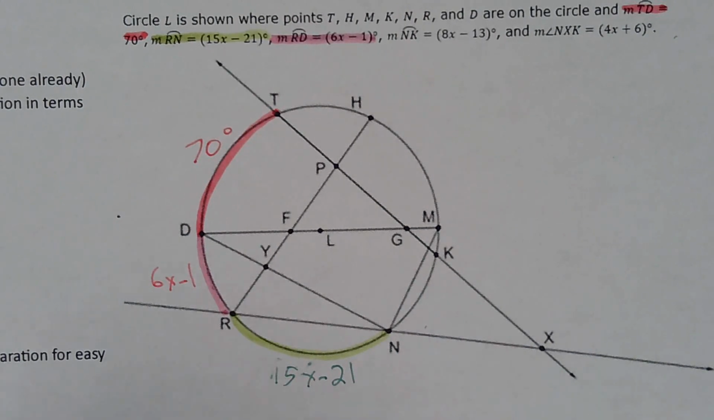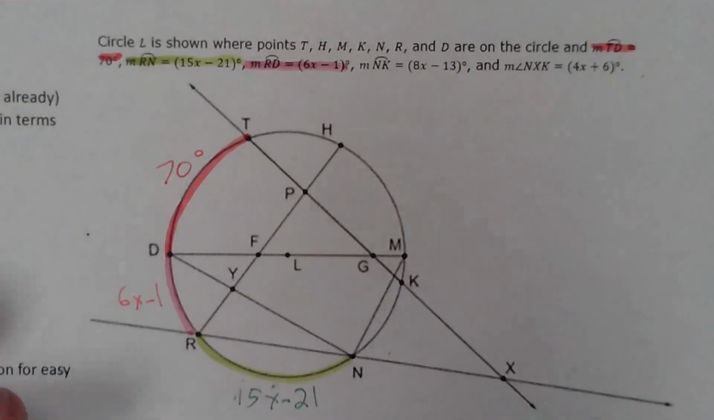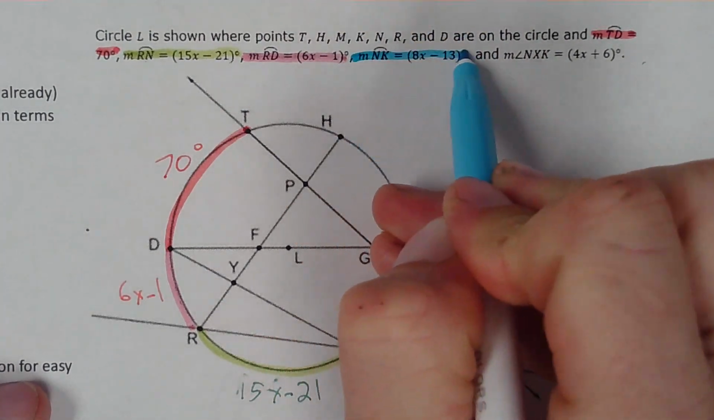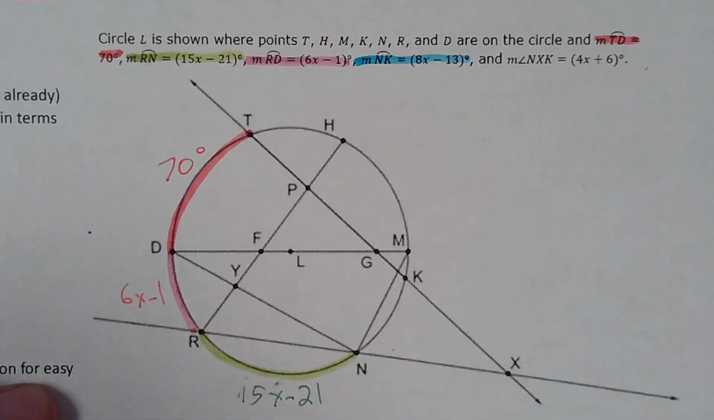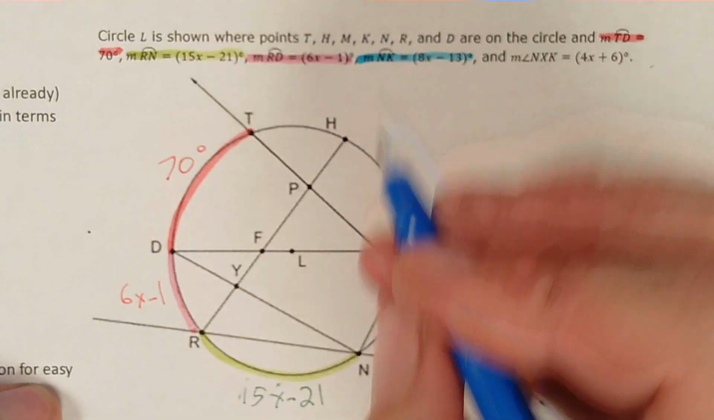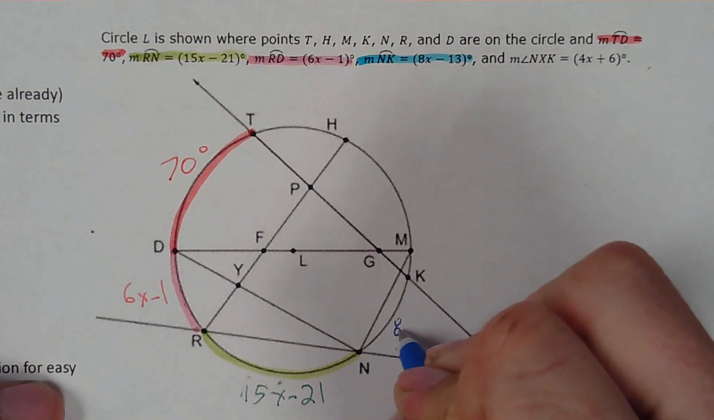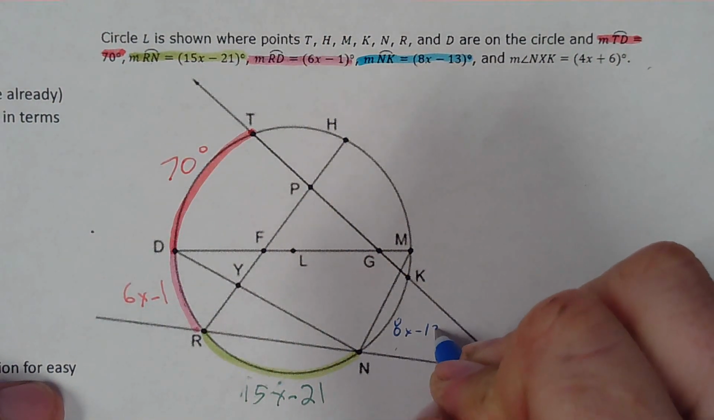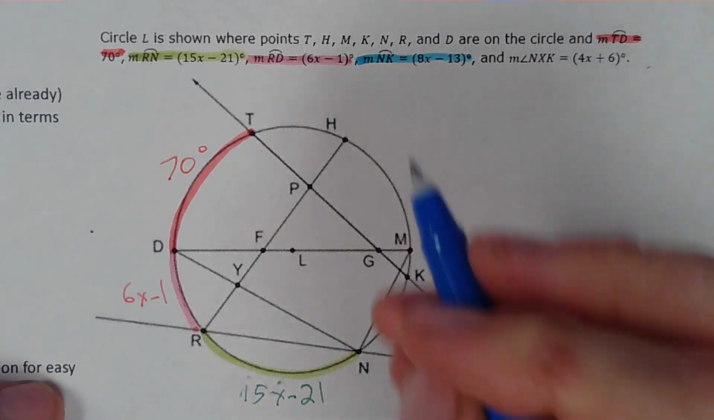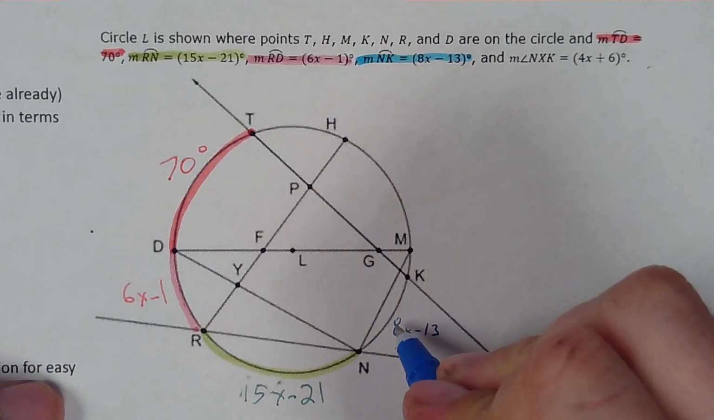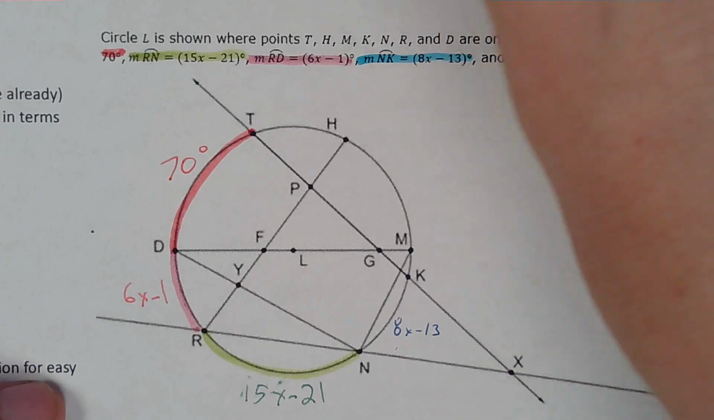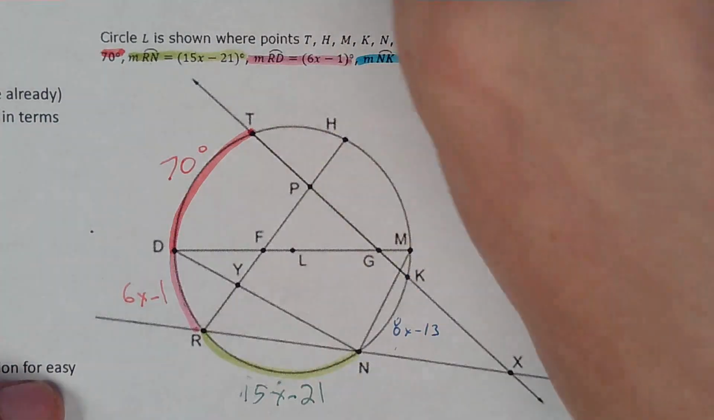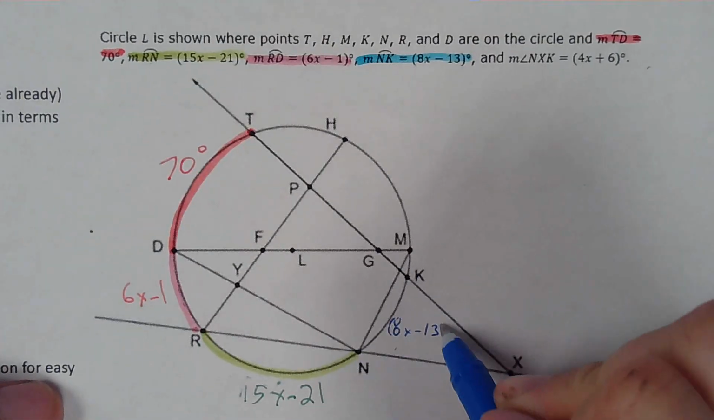6x minus 1. Then I have NK. NK I'm going to make blue. Arc NK is 8x minus 13. So this is 8x minus 13 degrees. Right? These are all parenthetical, right? So just remember that. I guess putting them in parentheses makes sense.